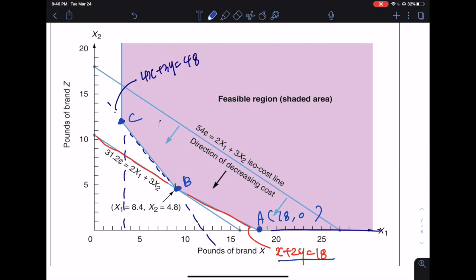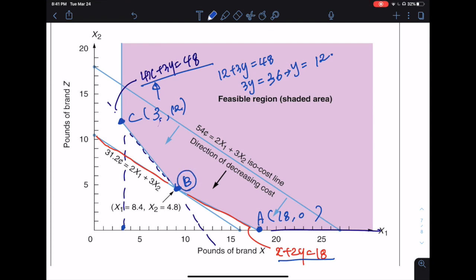And for C, what is the corner point? Definitely the x value is 3. And how can we find the y value? The y value is in this equation. Therefore, let's plug in x here. So 12 plus 3y equals 48, and 3y equals 36. So y equals 12. So we have 12 here, so (3, 12).